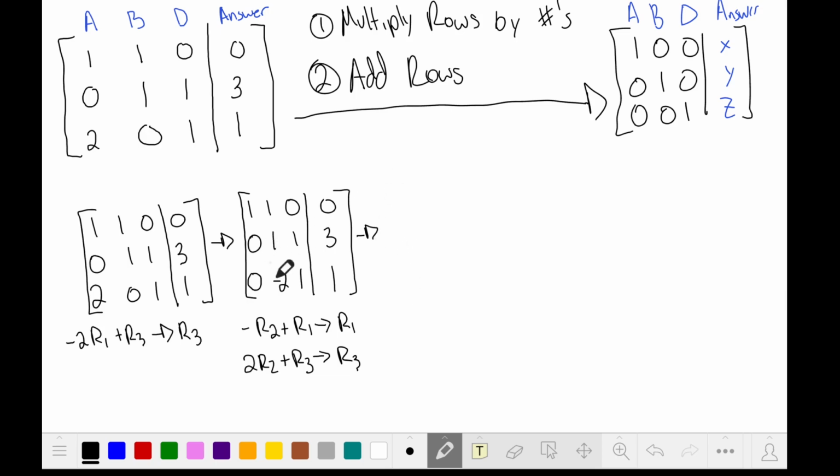So we're going to start with this top expression. -2 times 0 is just 0, plus 1, it stays 1.